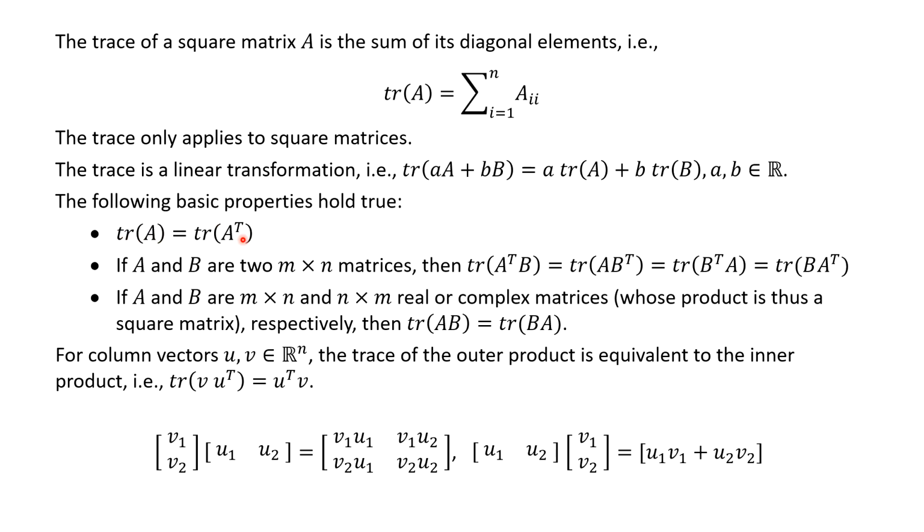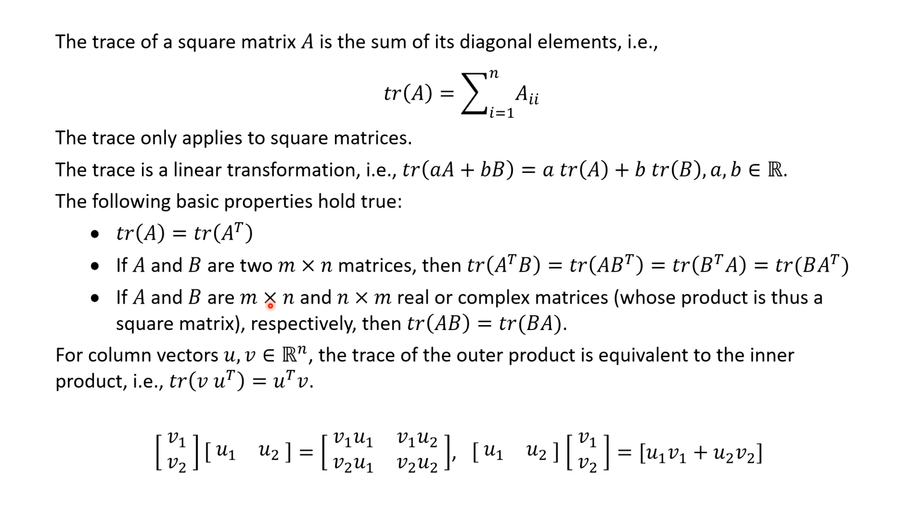The trace of A equals the trace of A transpose. If you take the transpose of a matrix, you have the same diagonal elements, and so of course the trace would be the same. If A and B are two M by N matrices, so not necessarily square, then these different products are square matrices. They're not the same size, but they are square matrices. Some of them are M by M, and some of these are N by N, but they all have the same trace, so that's sometimes useful in a proof.